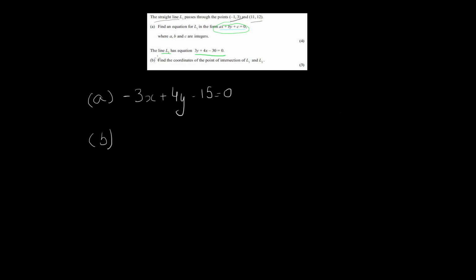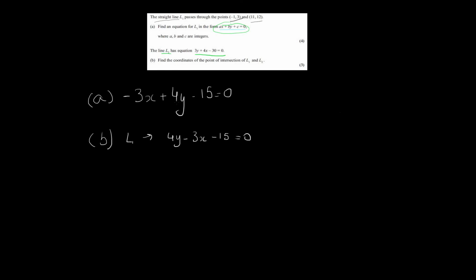Okay, so for the next part of the question, it says that we have a line L2 that has the equation 3y plus 4x minus 30 equals 0. And we have to find the coordinate of the point of intersection between L1 and L2. So if I rewrite it here, L1 has the equation 4y minus 3x minus 15 equals 0.